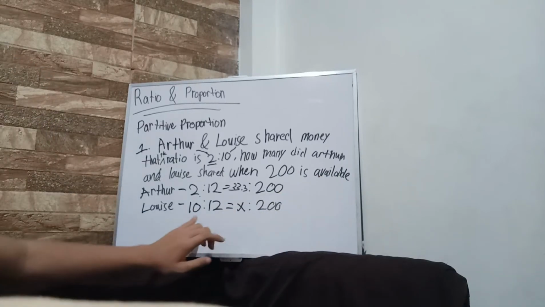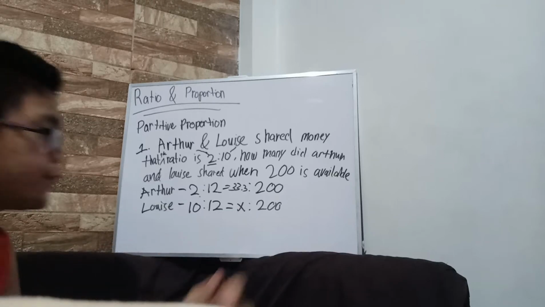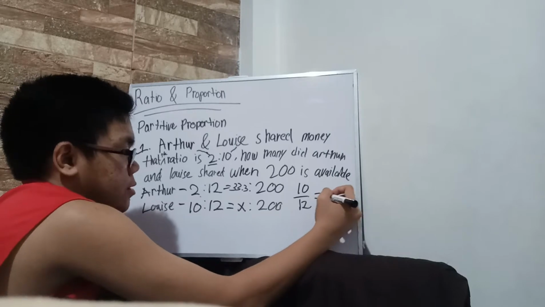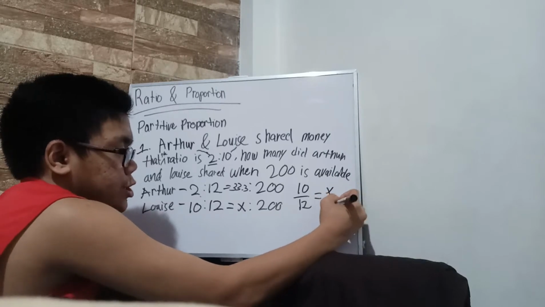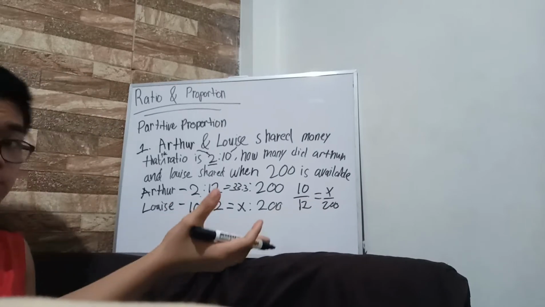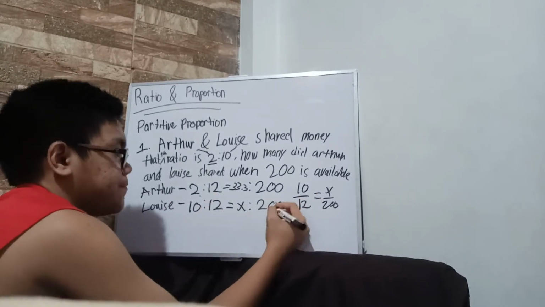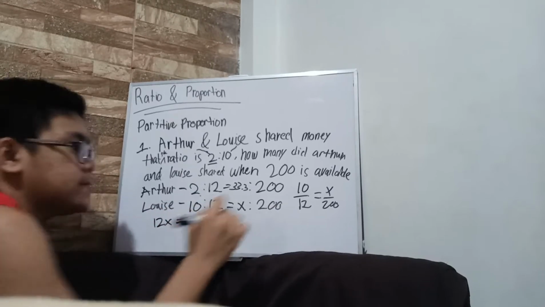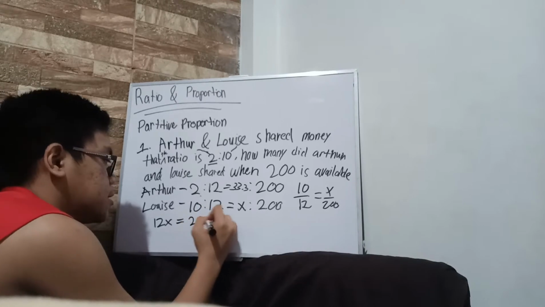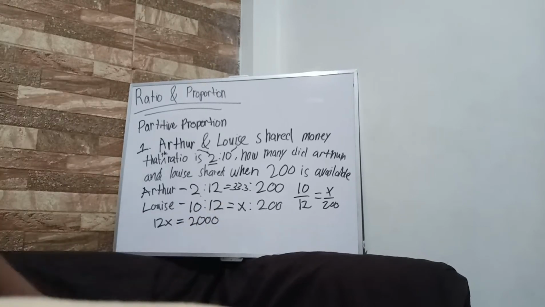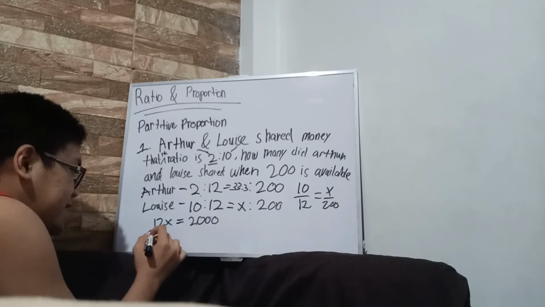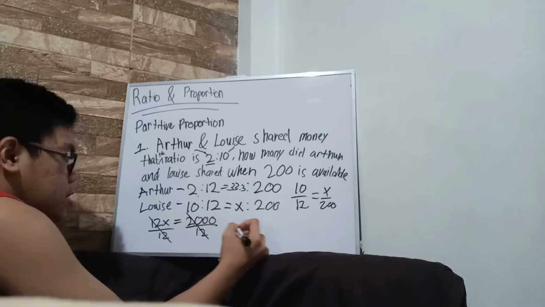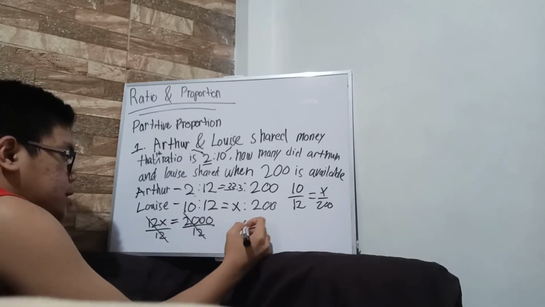So for Luis, we will also turn it into fraction form. 10 over 12 equals x over 200. Cross multiply. So we have here 12x is equal to 10 times 200, which is 2000. So divide it by 12, and this will be the answer.